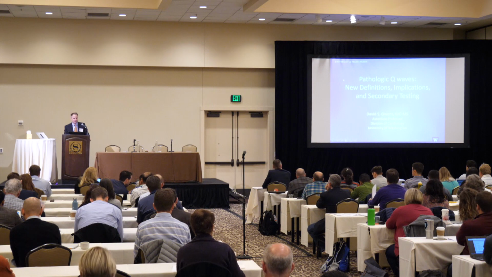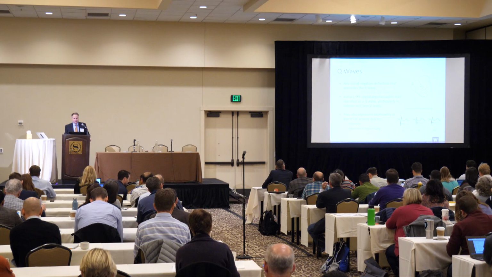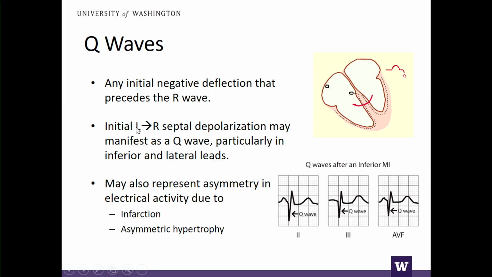We'll talk just about pathologic Q waves here. Q waves are the initial deflection in the QRS complex, anything that precedes the R wave. In normal hearts, it's due to this left to right septal depolarization right here, but it can also represent disease. It can represent asymmetry in the electrical activity due to myocardial infarction, generally a transmural process, and then asymmetric hypertrophy, and a number of other conditions.